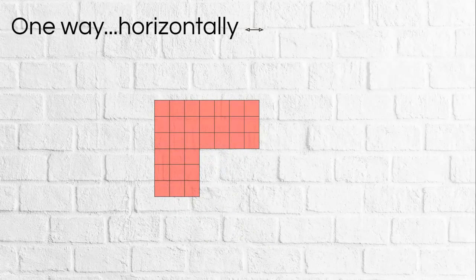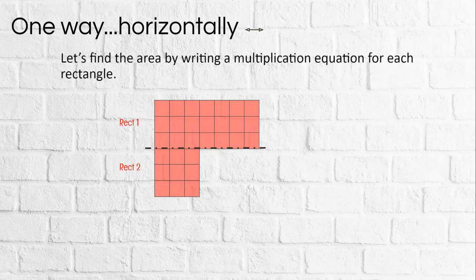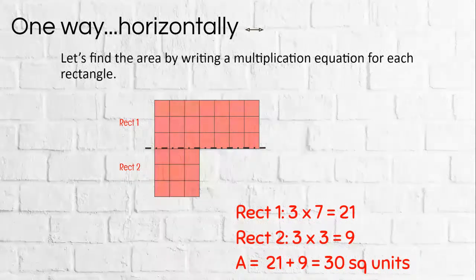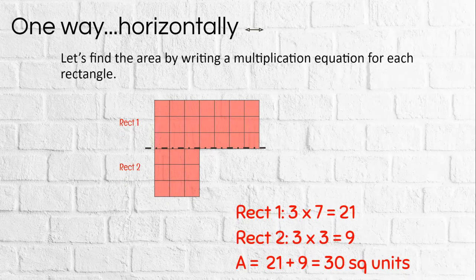One way we could do it is horizontally, going side to side. Rectangle 1 on top, rectangle 2 on the bottom. Let's find the area by writing our multiplication equation for each rectangle. For rectangle 1, I have a length of 3 and a width of 7. 3 times 7 equals 21. So rectangle 1 here has an area of 21.